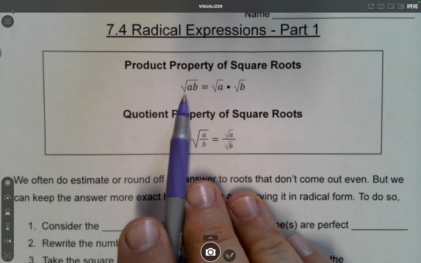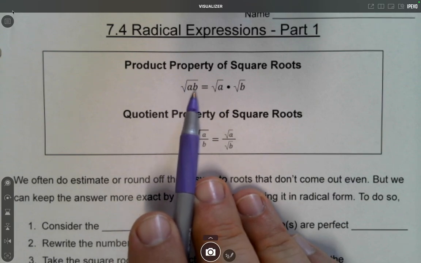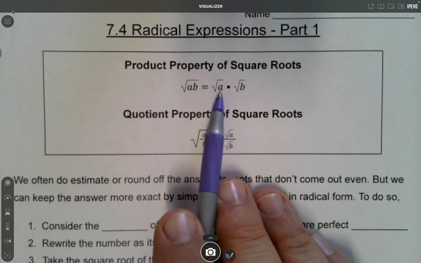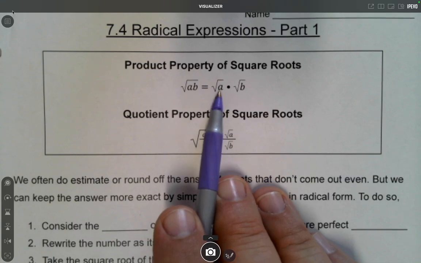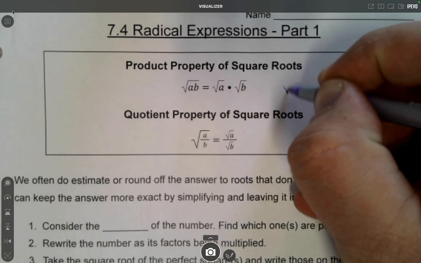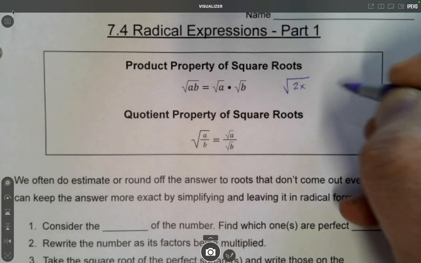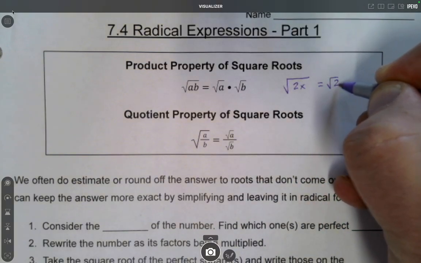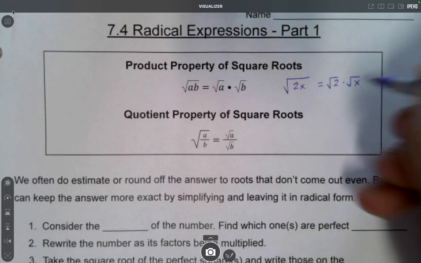If you have the square root of two things multiplied together, you could split it up by separating it into the square root of the first times the square root of the second. In other words, if I had the square root of 2x, that's the same thing as saying the square root of 2 times the square root of x.